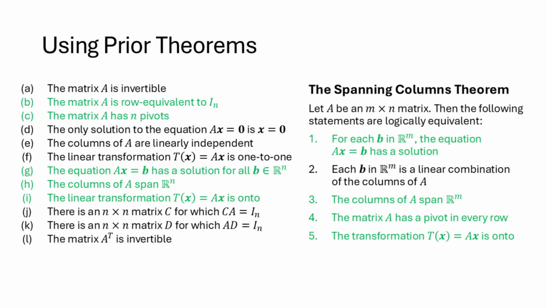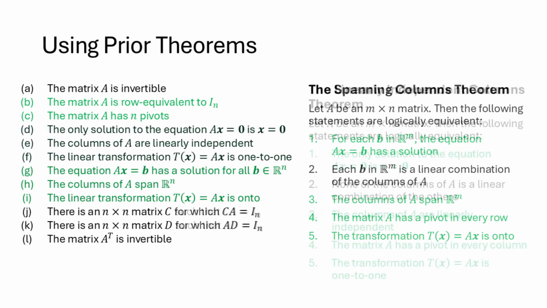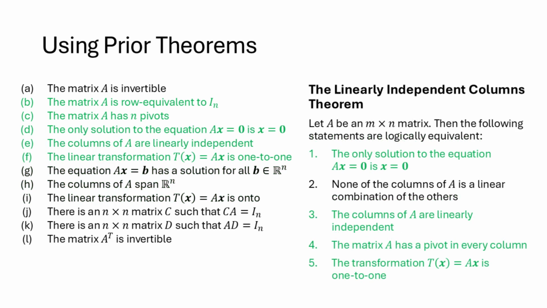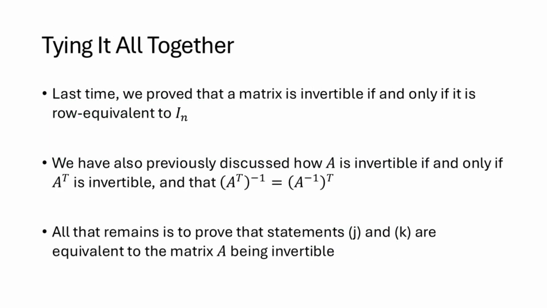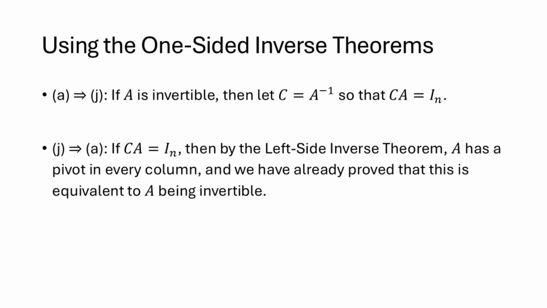We've also talked about the spanning columns theorem, which connects statements B, C, G, H, and I here. And we also have the linearly independent columns theorem, which connects statements B, C, D, E, and F. In lecture 24, we talked about how a matrix is invertible if and only if its reduced echelon form is In. And we also talked about how a matrix is invertible if and only if its transpose is invertible, and that the inverse of the transpose is the transpose of the inverse. So the only thing that we're missing here are statements J and K to connect to why this matrix must be invertible. And those two statements connect to the one-sided inverse theorems that we talked about back in lecture 22.